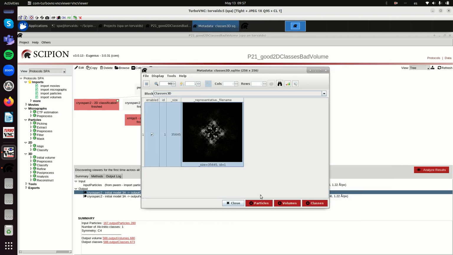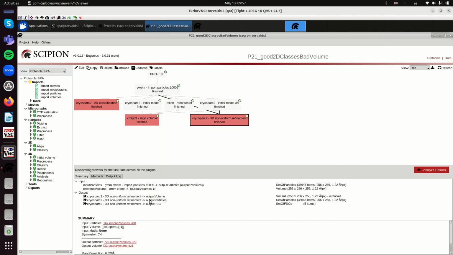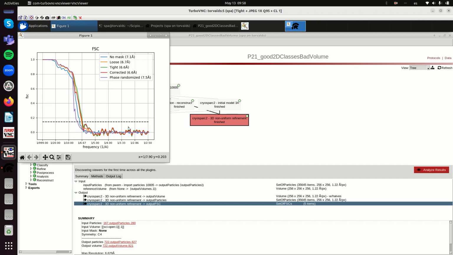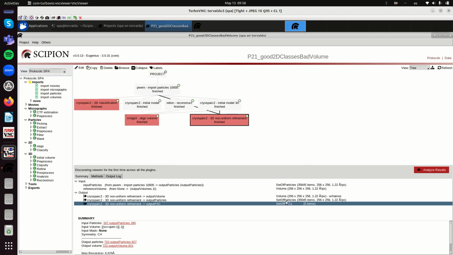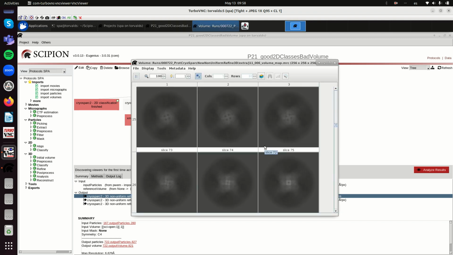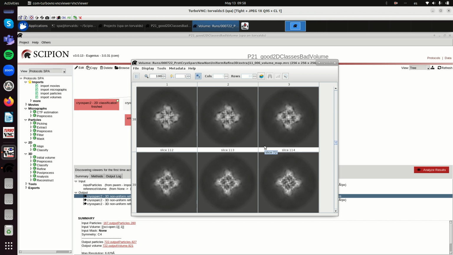Now if you take that map and refine it, it claims a resolution of 6.6, and if you look at the FSCs, they look good. Then if you look at the structure, at this resolution we cannot see alpha helices or beta sheets. Still we see something that should make us suspicious.